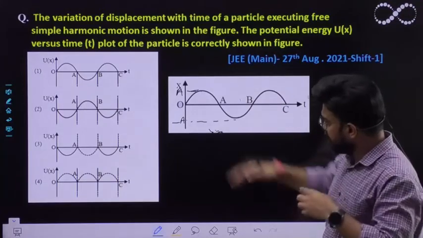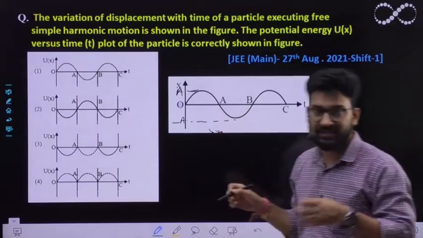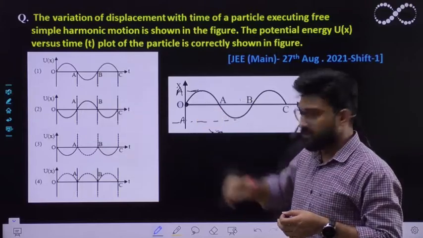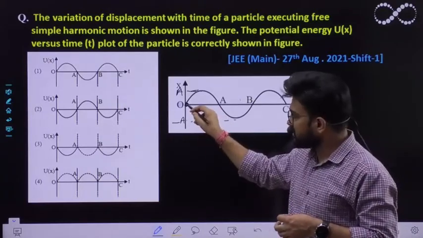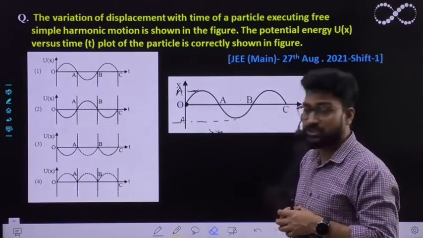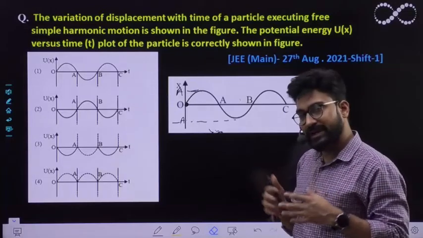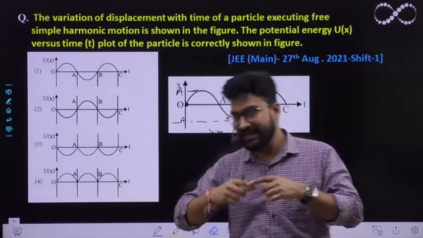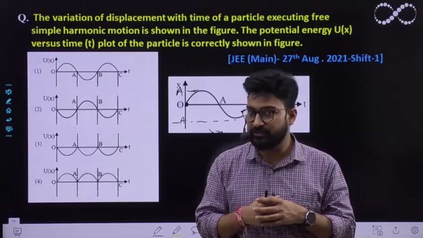So in this particular situation, we already know that when a particle is at its mean position, x is equal to 0. So that means at x equal to 0, if I find out the potential energy of the system, potential energy is also 0 at that particular point. In simple harmonic motion, whenever a particle is displaced from its mean position, it has a tendency to again come to its original mean position.